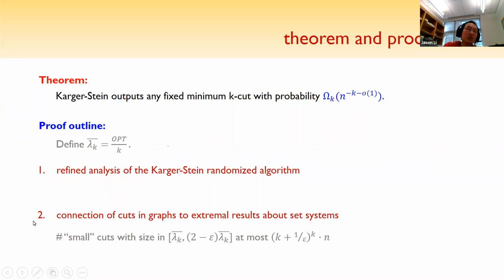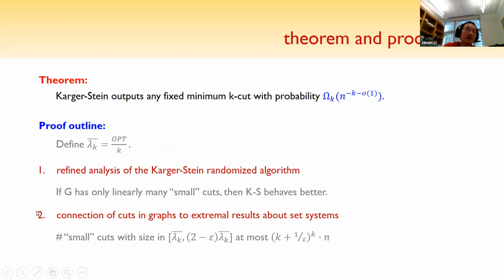So what is the more precise version of statement 2? We want to show that the number of small cuts, which are defined as the number of cuts whose size is between lambda k bar and, think of this as, 1.99 lambda k bar, should be roughly linear in n. So imagine k is a constant here, so all of this is a constant. We want to show that the number of small cuts by this definition of small is at most linear in n.